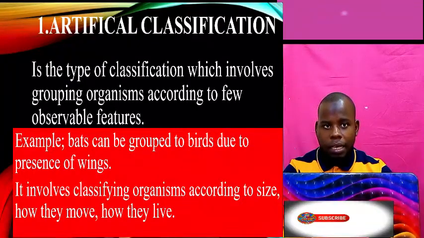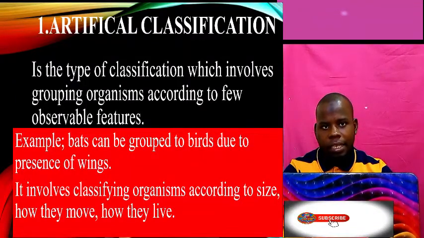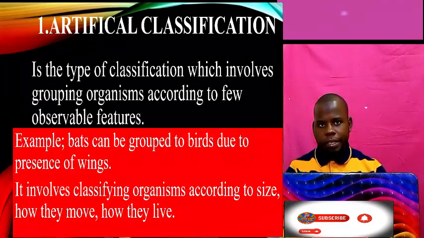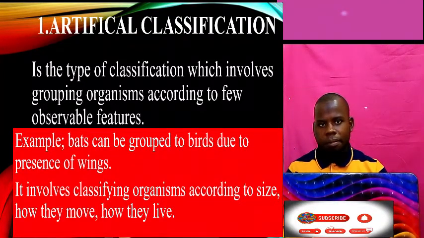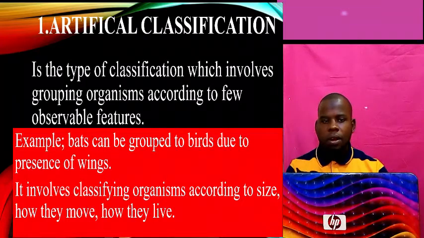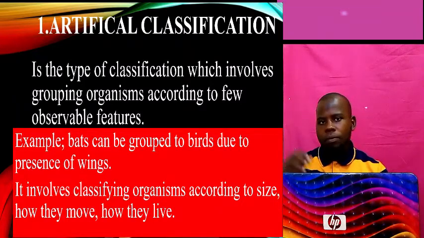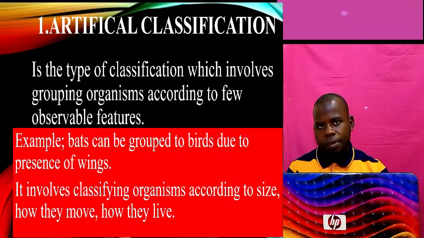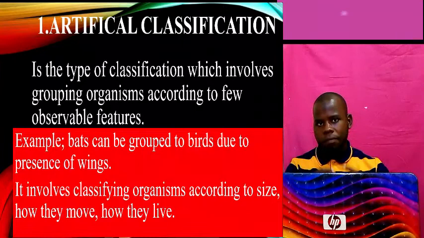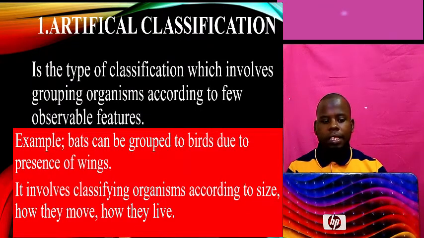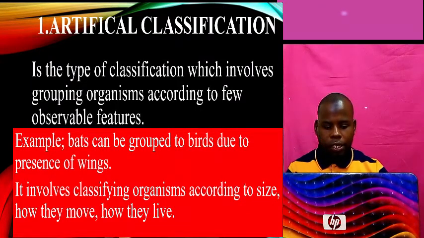Do you know the bat? A bat flies but is not a bird. So through external appearance, you could say this bat is a bird, because it is an animal that flies. In order to know their groups, you have to go deeper. So by looking at external, observable, few features, that is artificial classification.